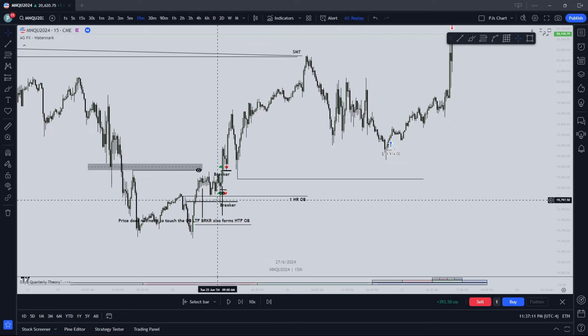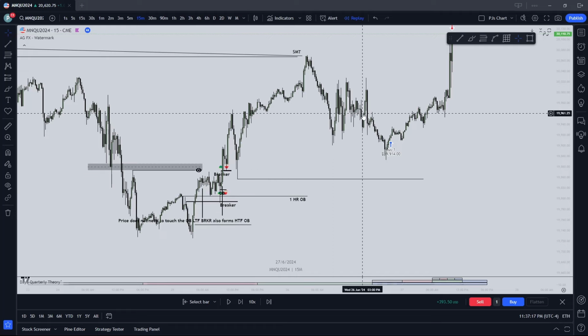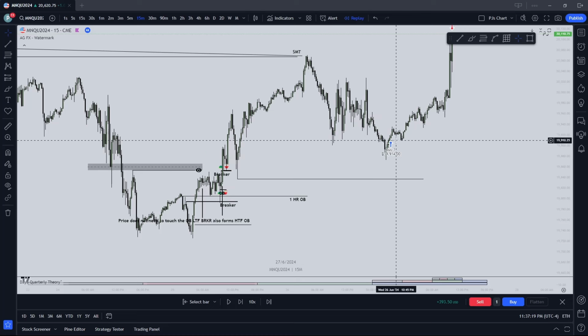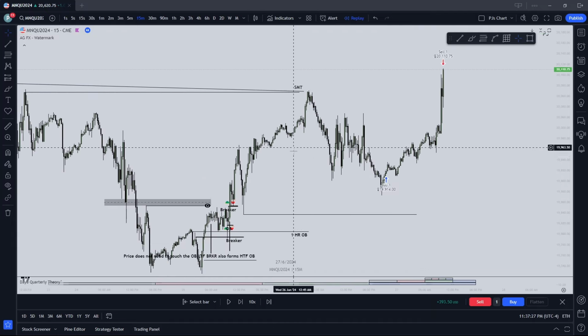Creating a breaker, sweep into the breaker, knowing that we have a breaker and a protected low, sweep the lows, create the breaker here. Could even add it in, but like you saw, my entry was right here. So just hold that bad boy to draw on liquidity.